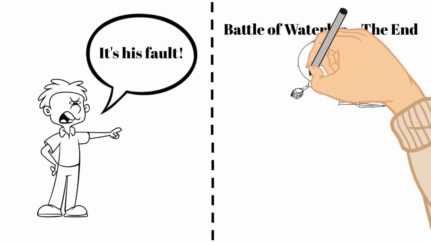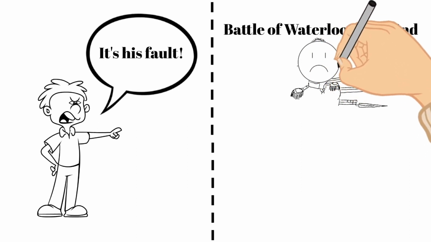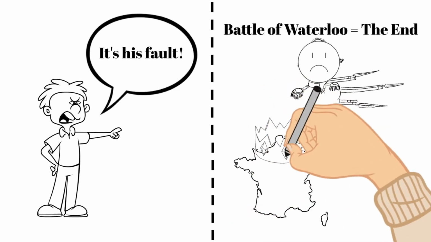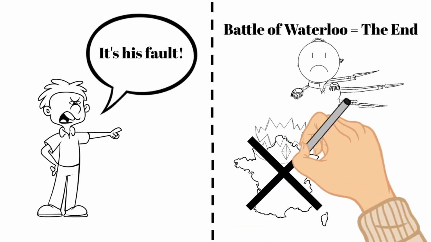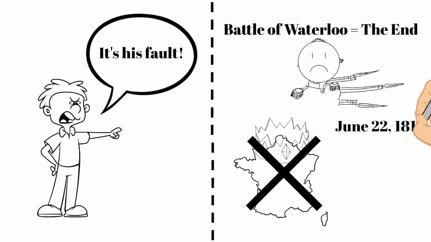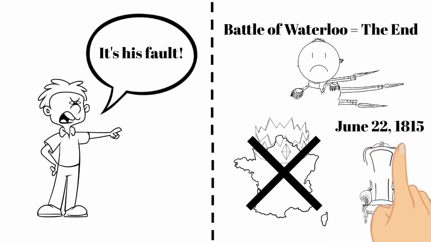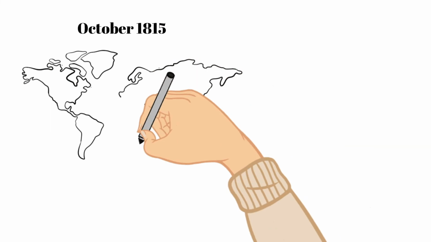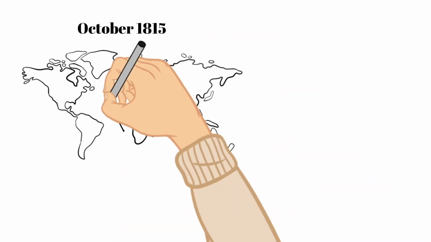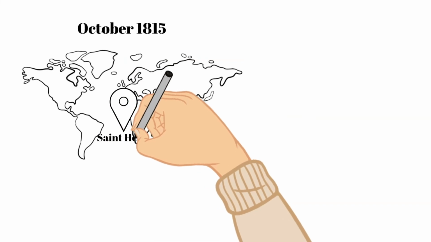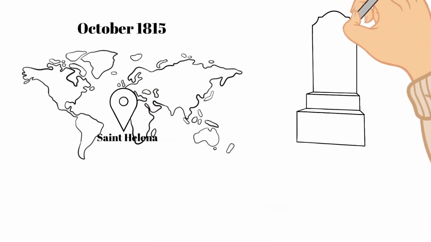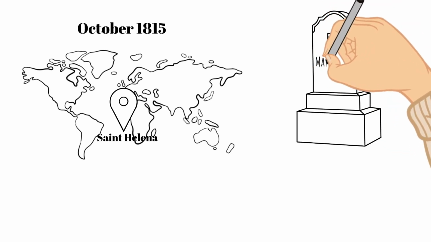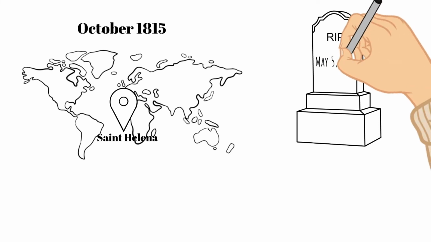The fallout of this loss for Napoleon was great. France's dream of dominating Europe was now over, and on June 22, 1815, Napoleon once again abdicated the throne. In October of that same year, he was exiled once again, but this time to an island held by Britain called St. Helena in the South Atlantic Ocean. He died there on May 5, 1821, at the age of 51, most likely from stomach cancer.